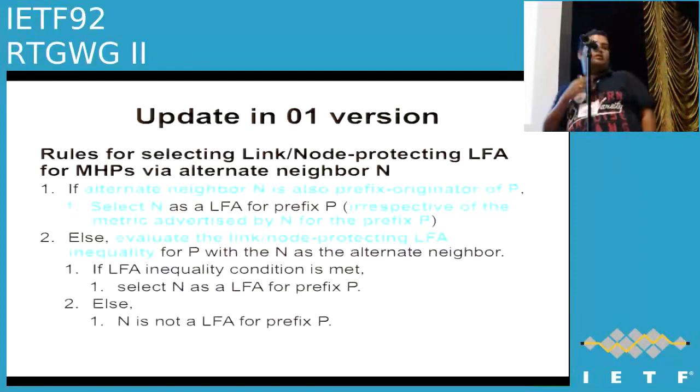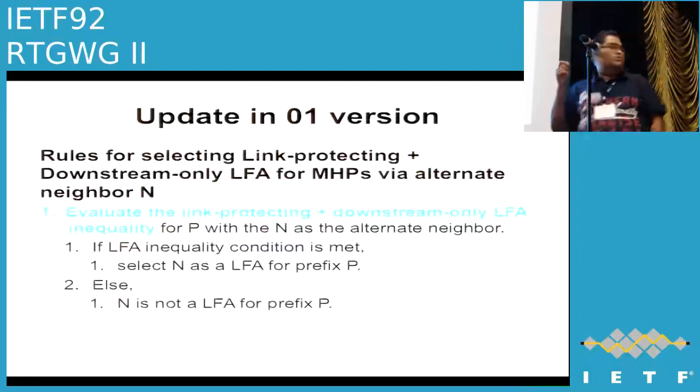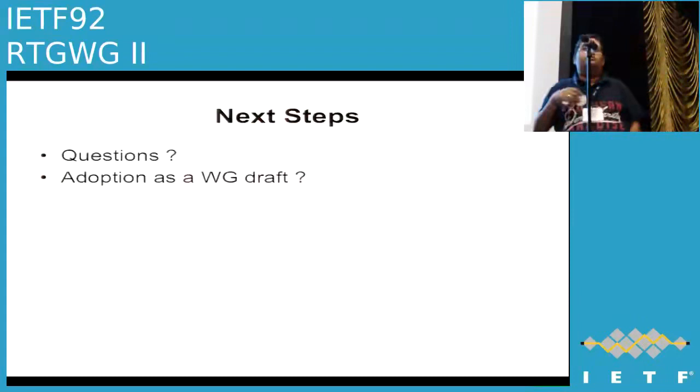But for the case of link protection plus downstream-only LFA, we cannot take that shortcut of just taking a router which is also a prefix originator. We still need to ensure that it satisfies the downstream path inequality. Next slide. Yeah, so any questions, comments?